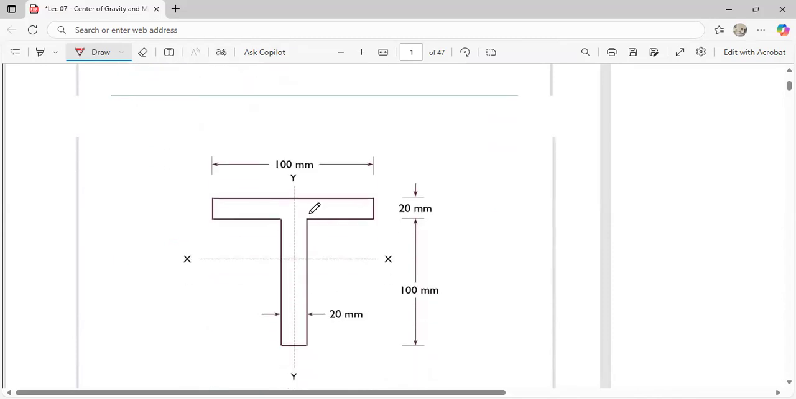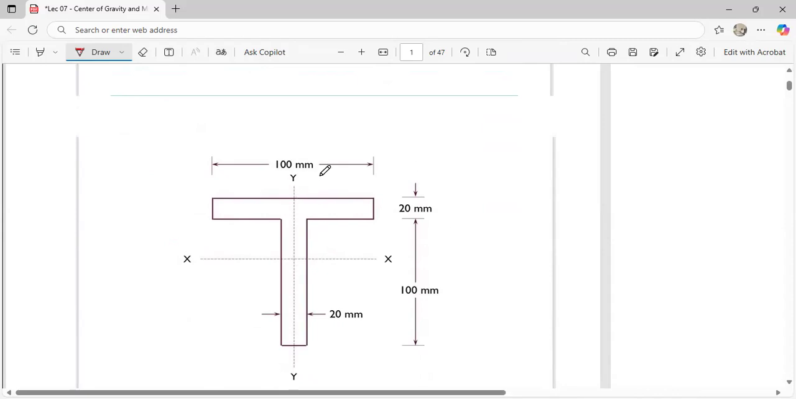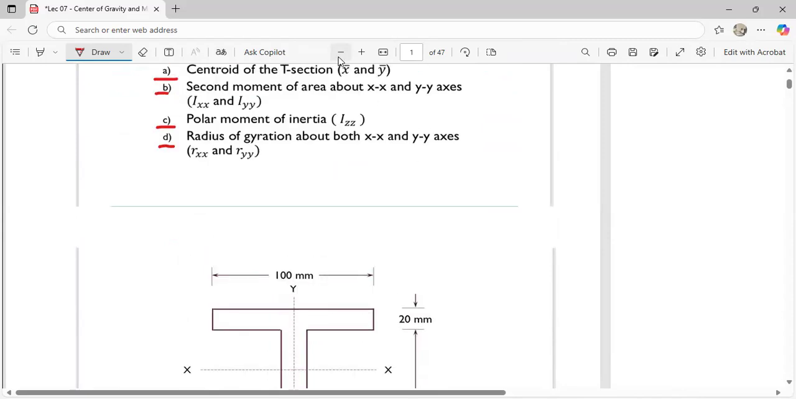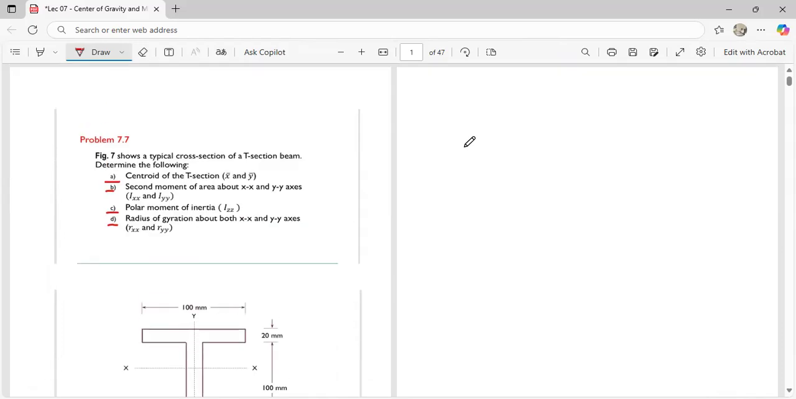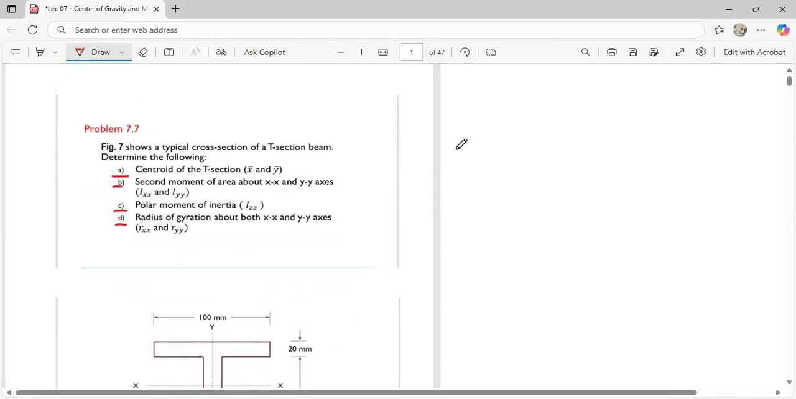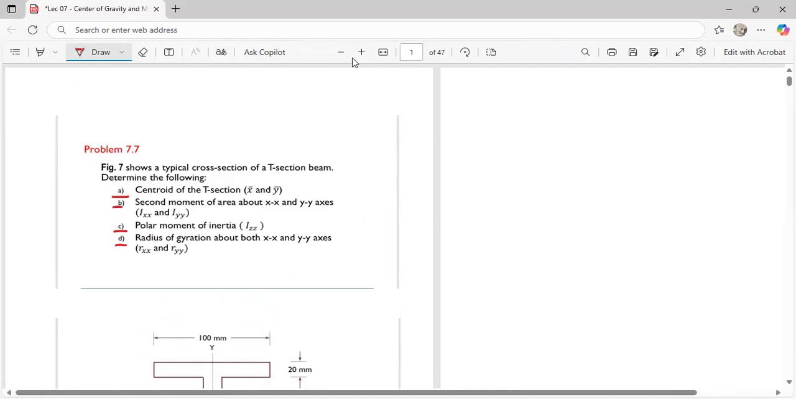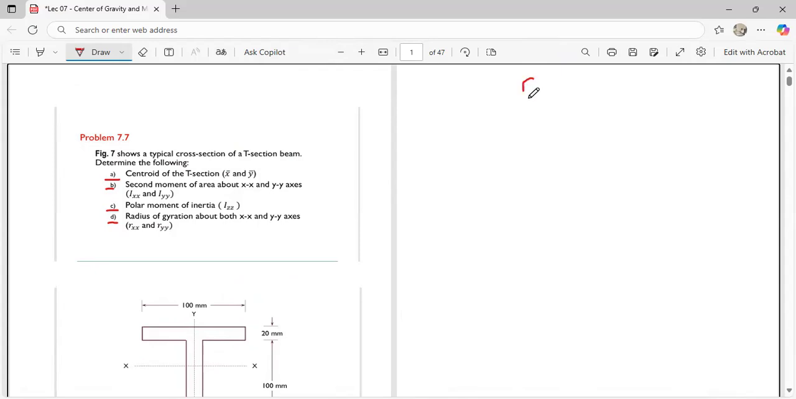So this is our problem over here. You can see we have a T section and the calibrations are in millimeters, which has made life a bit easier since we have been working in millimeters for quite a while now. So the first thing we are supposed to do is put down our given, so that we don't lose that mark. This is our given.